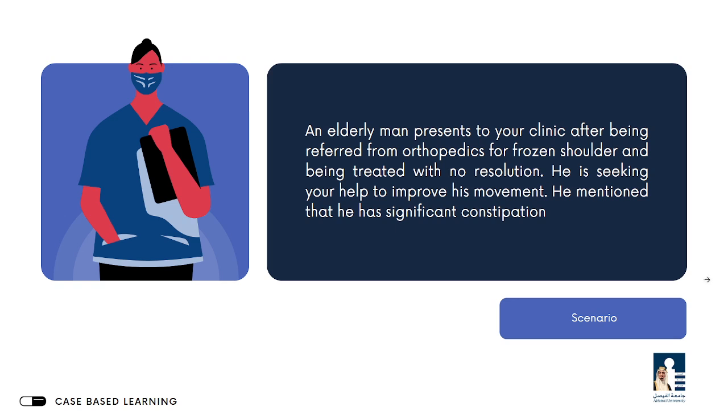And then the ortho said, I did everything I can, this is a movement issue, I'll take him to movement disorders in neurology. When he comes to the clinic, you notice the lack of movement, and you notice in the history that he has severe constipation. So what's the key feature here?